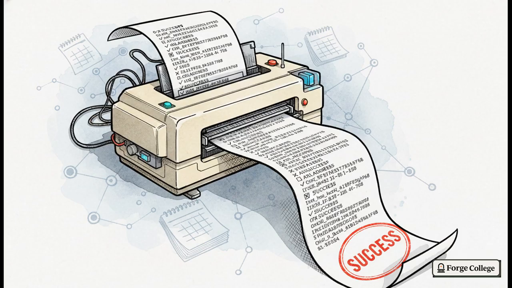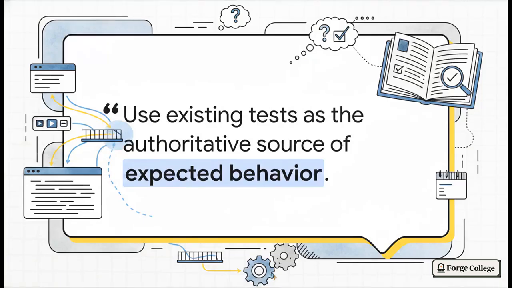By committing this file to your repository, you provide concrete historical proof that the end-to-end flow succeeded before you ever even handed it over. So there's a crucial rule here when documenting your API and architecture. Use your existing tests as the authoritative source of expected behavior. It is incredibly common for developers to write documentation that drifts totally out of sync with the code. But tests do not lie.